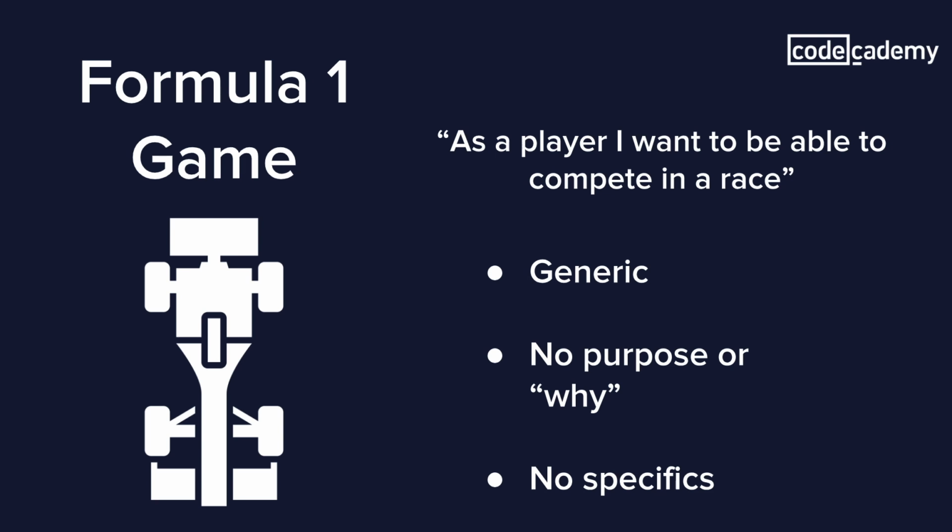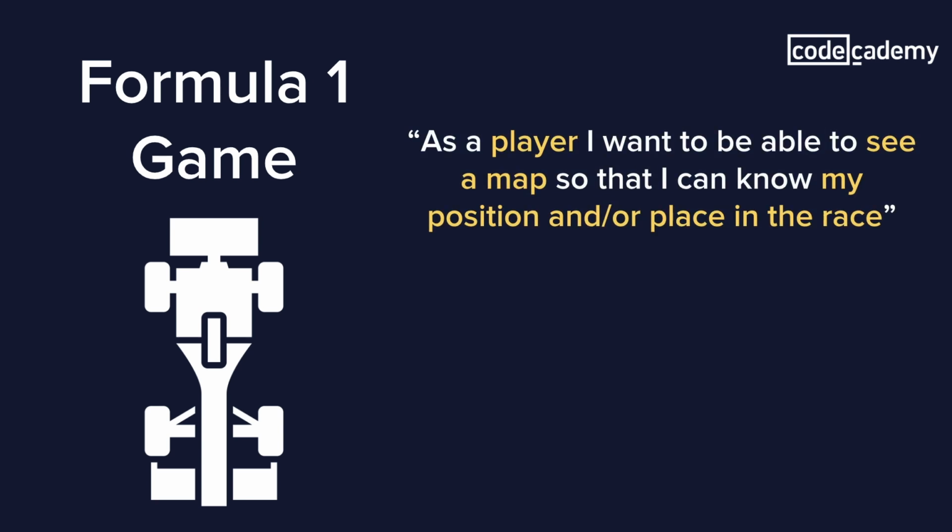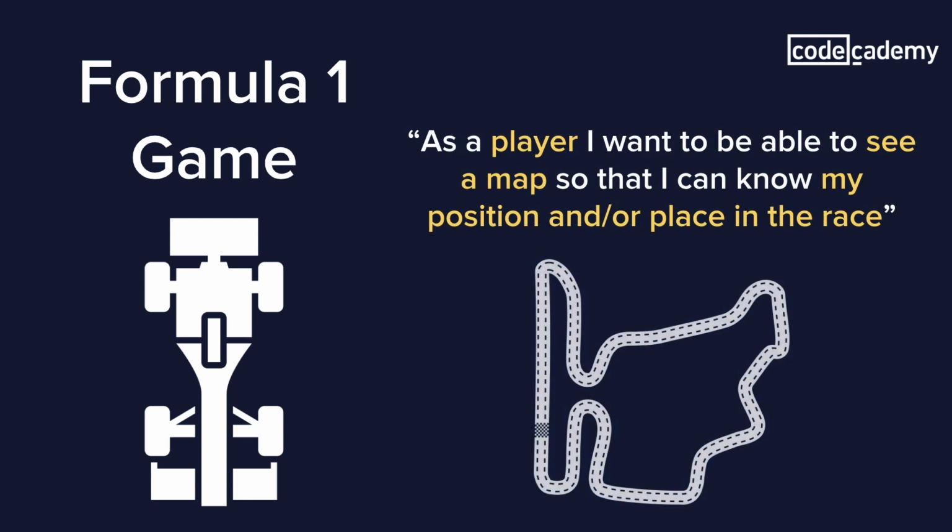So if we break this down into numerous user stories, we can come up with very specific ones that make sense. For example, as a player, I want to be able to see a map so that I can know my position and or place in the race. Here we have a very clear understanding as to what we're trying to make, what it's for, and who it's serving its purpose. So what exactly happens after a user story is complete?